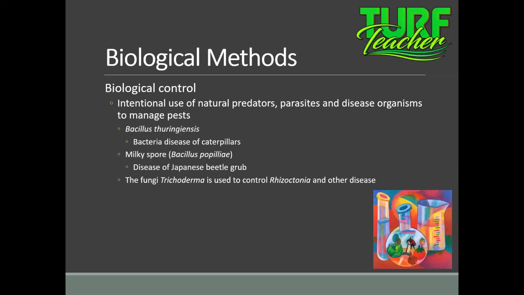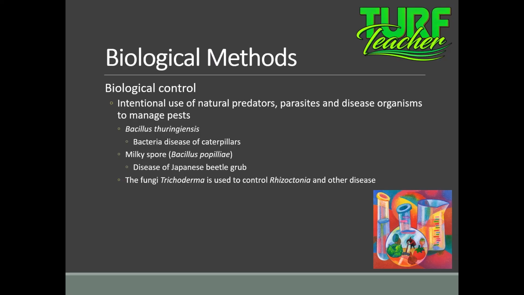Biological control. This is the intentional use of natural predators, parasites, and disease organisms to manage the pest. BT is a bacterial disease of caterpillars. Milky spore is a disease of the Japanese beetle grub. And then the fungi, trichoderma, is used to control rhizoctonia and other diseases. So we are smart enough.